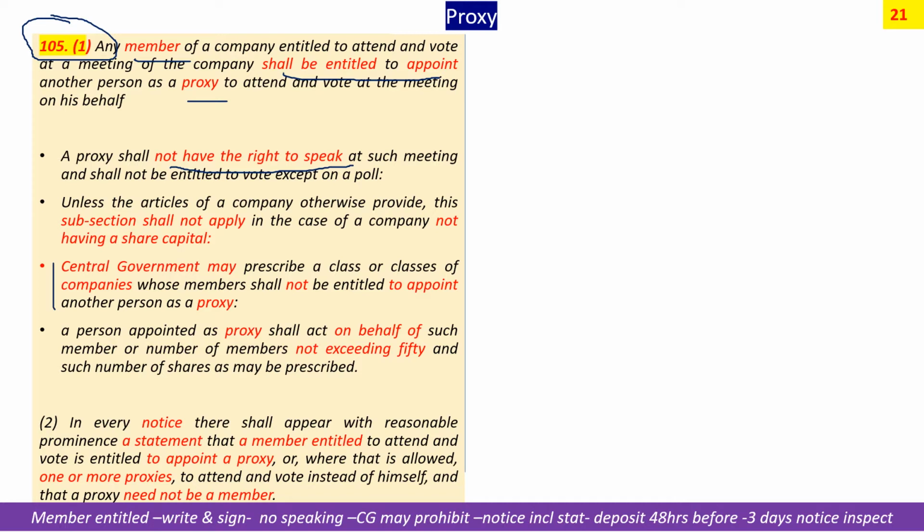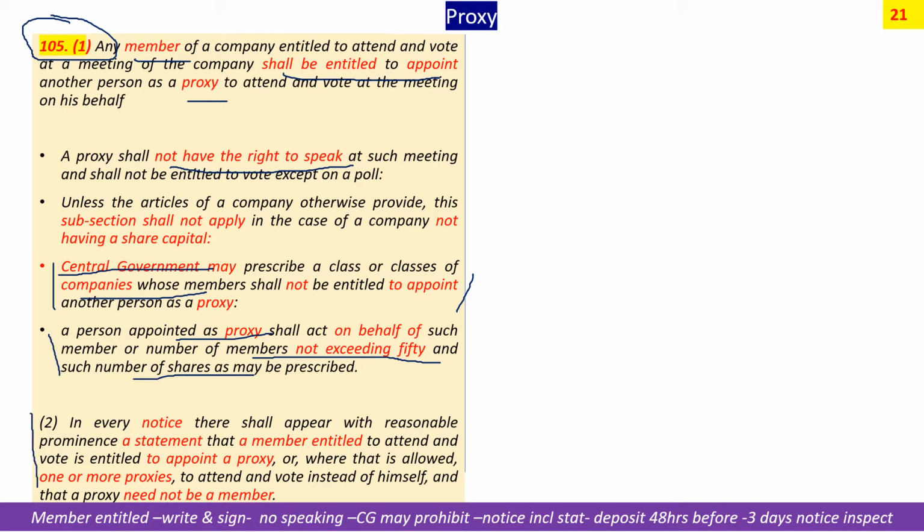The central government may prescribe a class of companies where it can say you cannot appoint a proxy. It is up to the central government for some special reasons. And when a person attends as a proxy, he has a limitation of representing a maximum of 50 persons or such number of shares as may be prescribed. Means proxy has a ceiling.